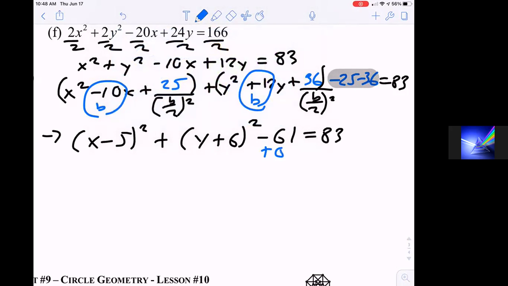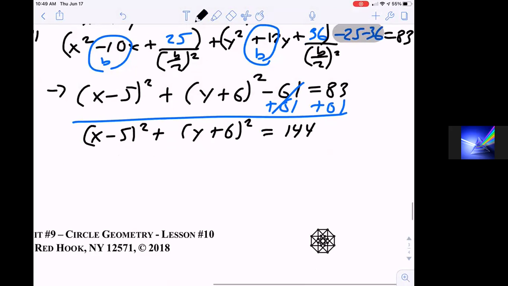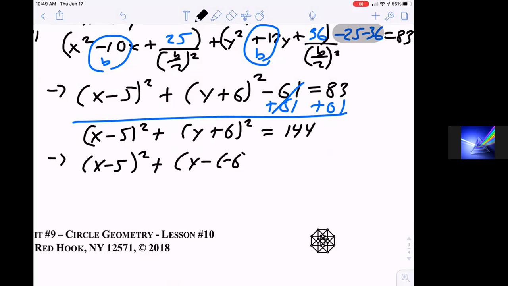Go ahead and add the 61 to both sides, like so. And we get x minus 5 quantity squared plus y plus 6 quantity squared equals 83 plus 61. Well, that's 144. And your last step is to rewrite it in proper form so you can identify your center and radius. So x minus 5 quantity squared plus y minus negative 6 quantity squared equals 12 squared. This would have a center, excuse me, of 5, negative 6 with a radius of 12.